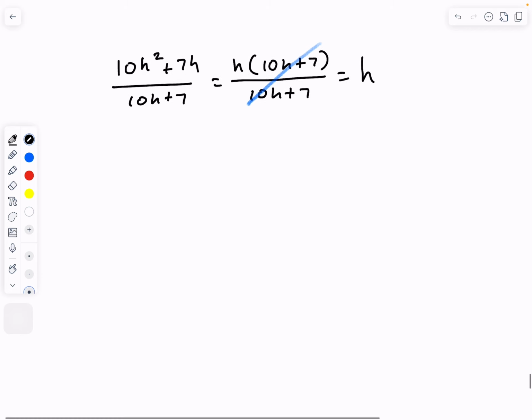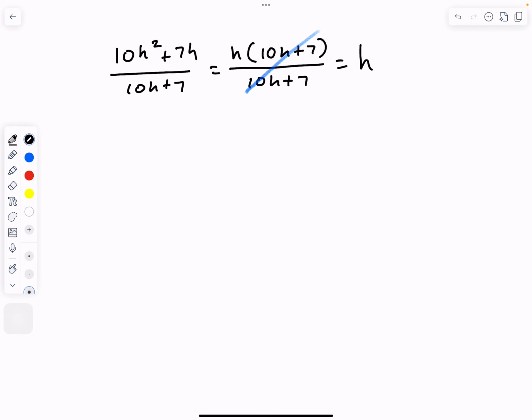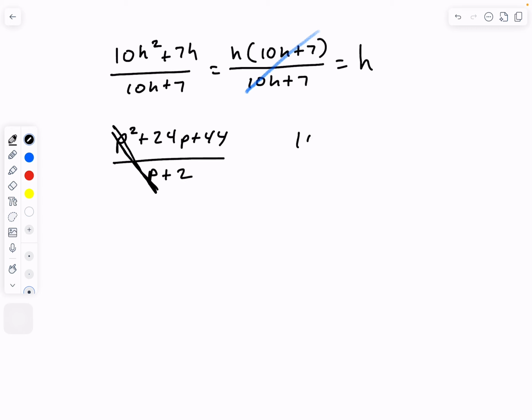Another common type of problem we see is one with trinomials, quadratics. Here's an example of p squared plus 24p plus 44 over p plus 2. In this case, it's again not obvious what divides out. You can't just divide the p's, right? We don't look at 107 divided by 10 and say, oh look, the 10s divide out just because you have numbers that look alike.